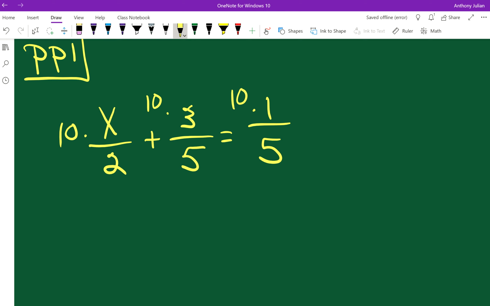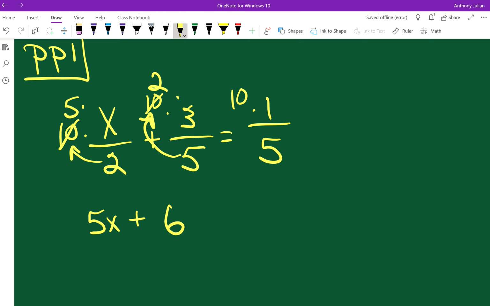2 goes into 10. Now the denominator will always go into the LCD evenly, which is kind of cool about this. 2 goes into 10 5 times, and 5 times x is 5x. The denominator is gone now. Next, it's a plus sign, 5 goes into 10 2 times, and 2 times 3 is 6. And that's going to equal 5 goes into 10 2 times, and 2 times 1 is 2.